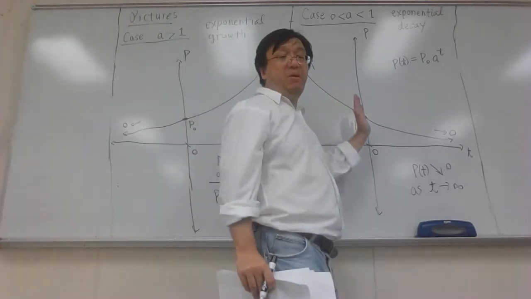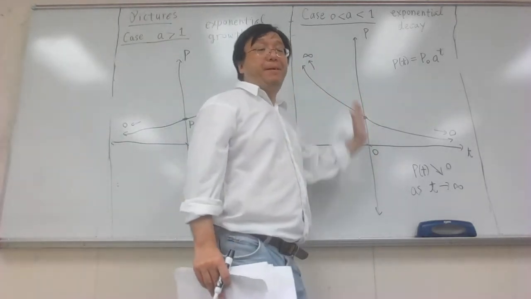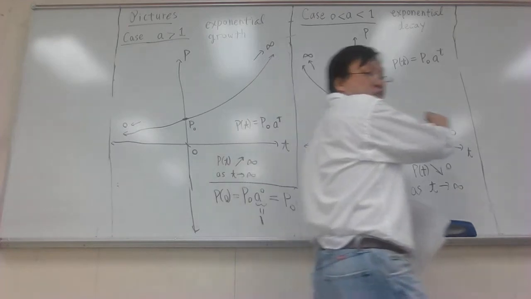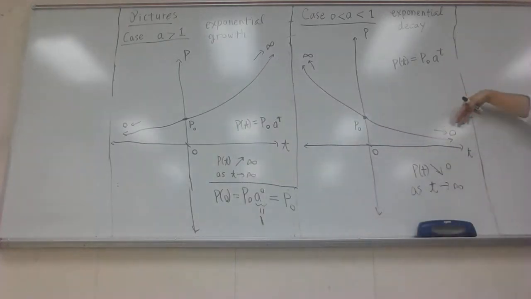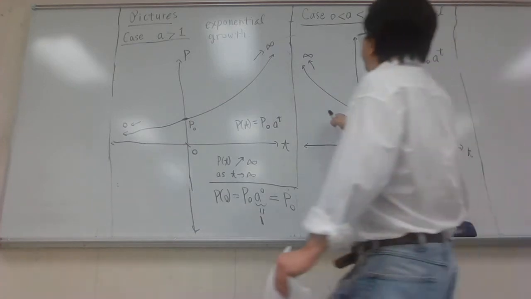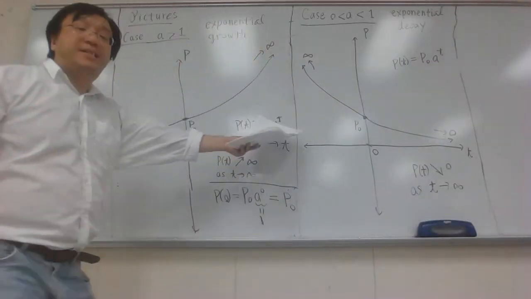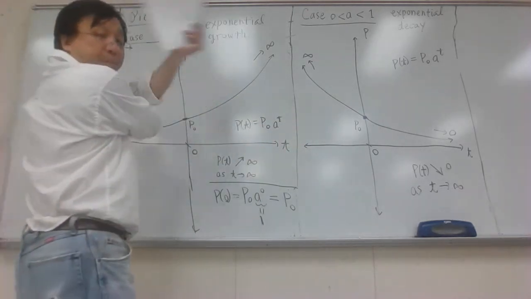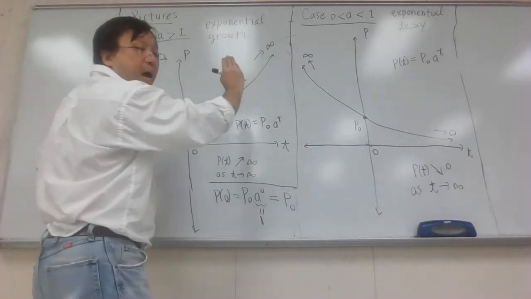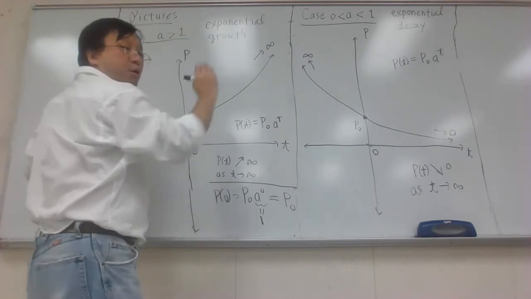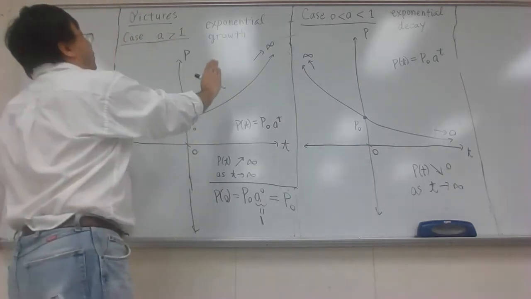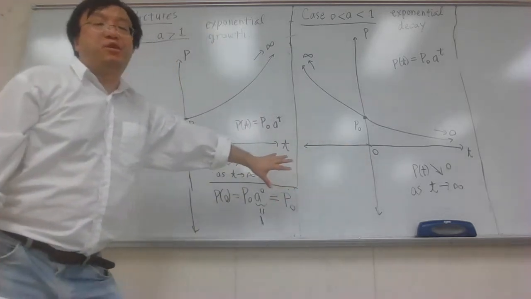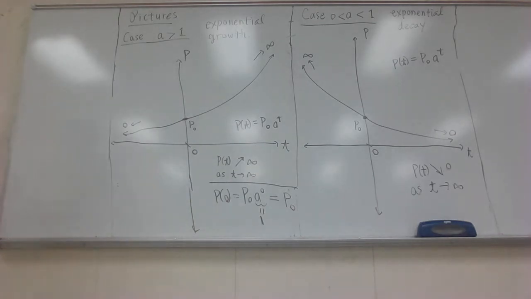At time t equals 0, the initial quantity, or the initial population, is p naught. For exponential decay, as we move forward in time, the function decays to 0, and as we move backward in time, the function goes up to infinity. So the picture for exponential decay is basically you take the picture for exponential growth and reflect it about the vertical axis, and you get the picture for exponential decay. Any questions about this?